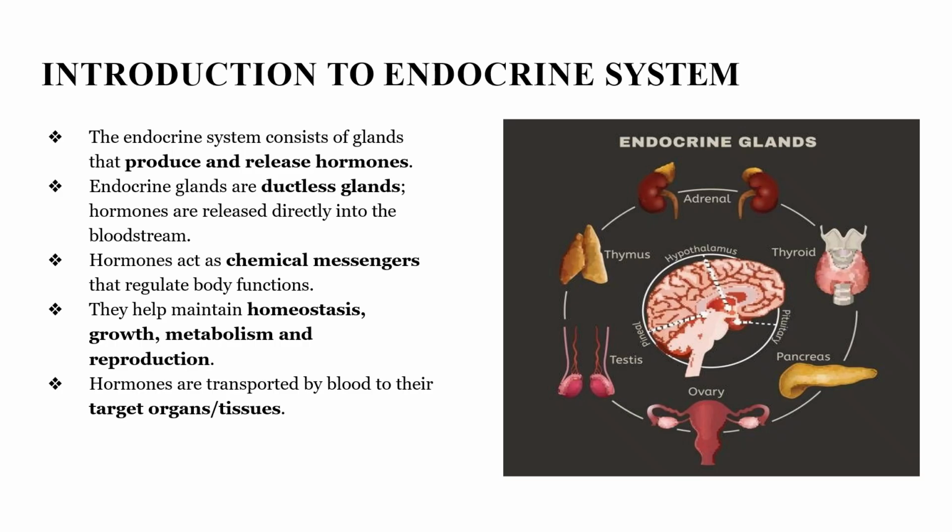So, even though endocrine glands may be located in different parts of the body, they work together through hormones to coordinate body functions. For example, hormones from the pituitary gland can influence other endocrine glands such as the thyroid gland and the adrenal glands. Therefore, the endocrine system acts as an important communication and regulatory network within our body.